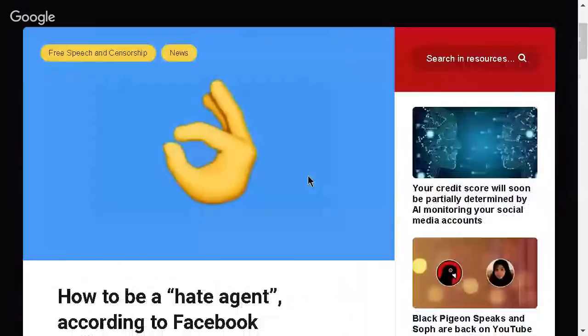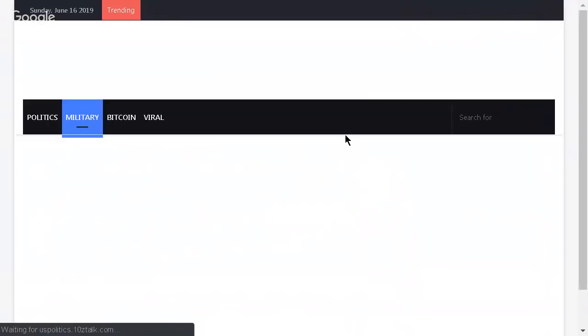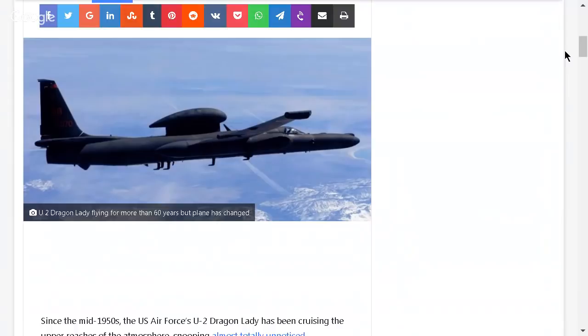Anyway, links to this article also. It's hilarious. You should read it. Facebook, you busted. Apple, you busted. Twitter, you busted. Google, you busted.